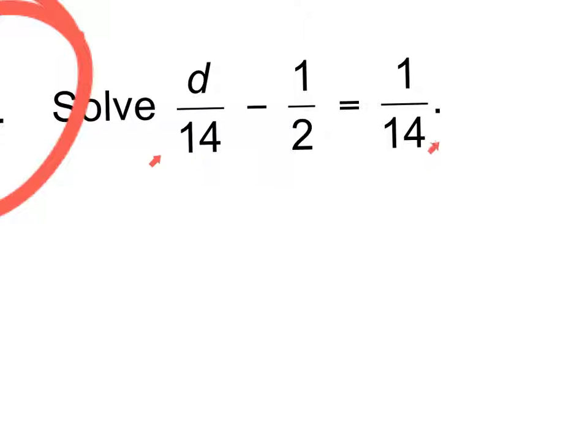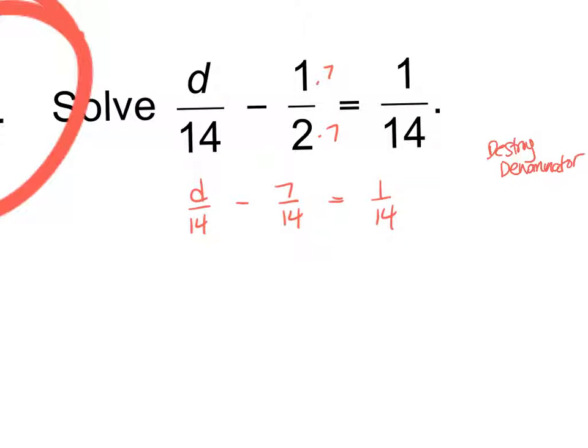Hopefully you recognize that the common denominator of 2 and 14 is 14. So let's get this guy to become 14 by multiplying by 7/7. So we rewrite the first part, and now the second fraction is 7/14 is equal to 1/14. We talked about in class the idea of destroying the denominator. And to destroy the denominator, you are basically going to undo the division. To undo division, you multiply.